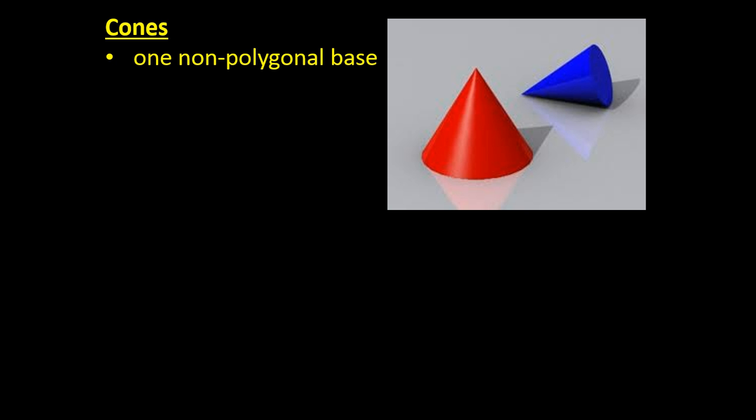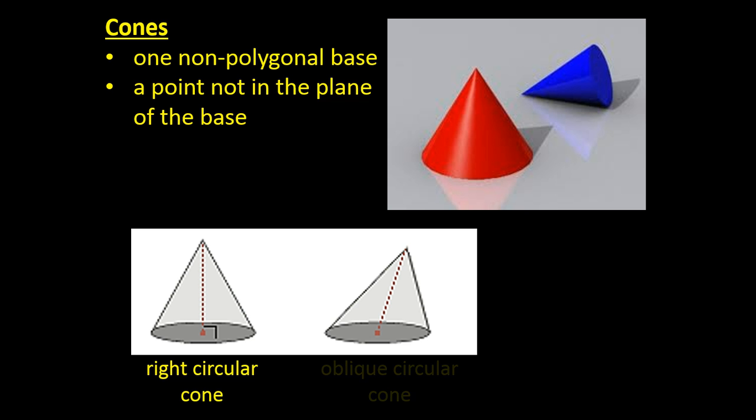Cones have one non-polygonal base and a point that's not in the plane of the base. So this is probably what you think of with a cone, and that certainly is a very typical shape that we would think of for a cone. That would have a circular base and a point that's not in the plane of the base. Just like the other shapes, we can have a right or an oblique version of that. The right circular cone has that point that's not in the base directly over the center of the circle.